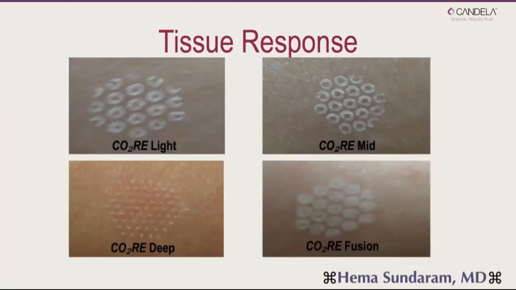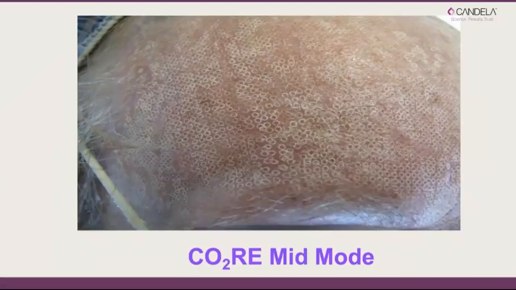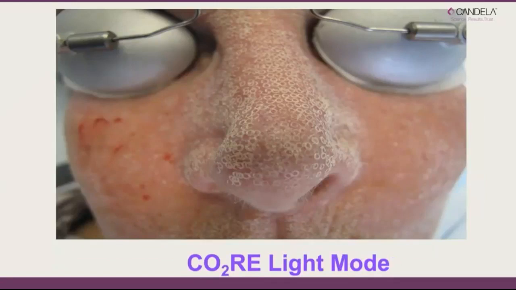So here we can see if we use these different modes on the skin, we get a different pattern of frosting. We can see here the light, we can see the mid, the deep, and the fusion, which is a combination of mid and deep. And here we can see on the full area resurfacing the perioral region, the fusion, which is what I really like to use in this area. And we can see here the mid mode, that's forehead. And we can see here the light mode for the nose. And another area I like to use the light mode, where appropriate, is in the periocular region.